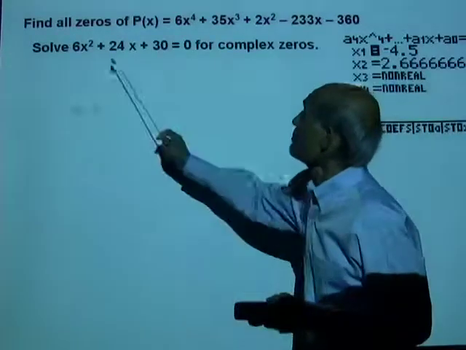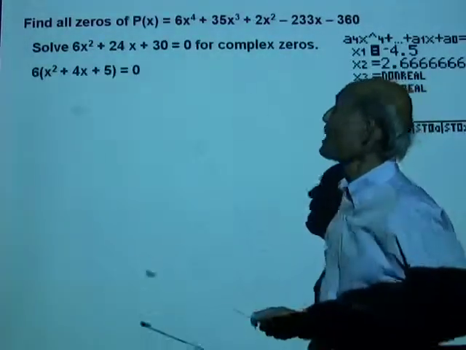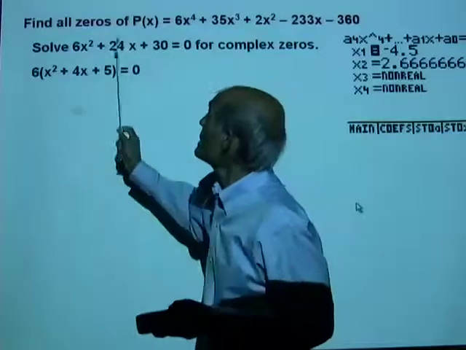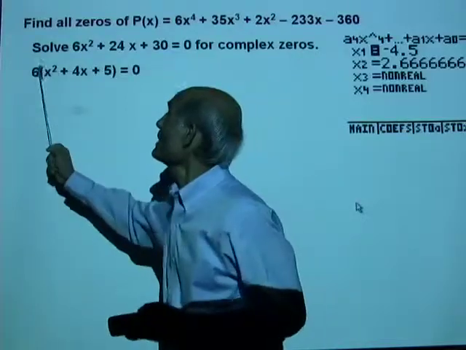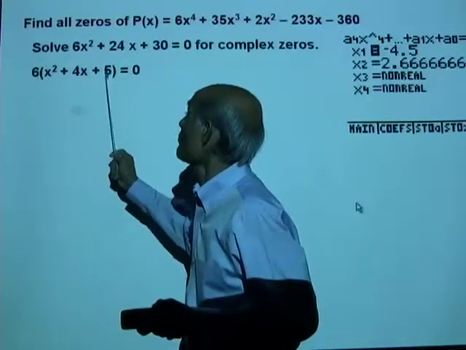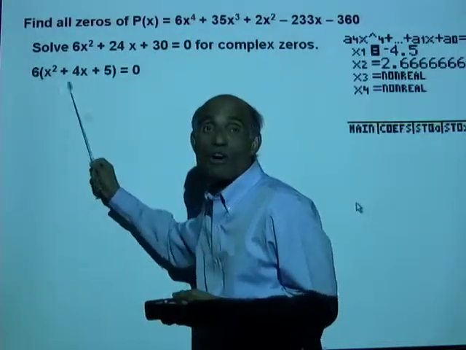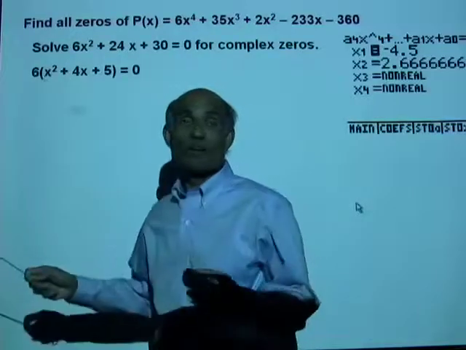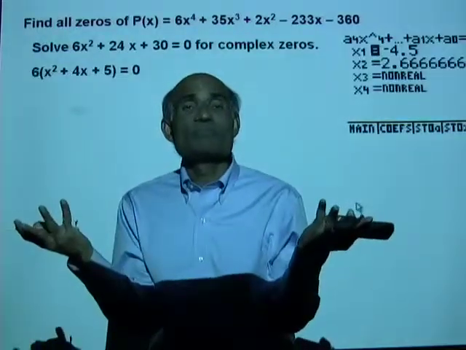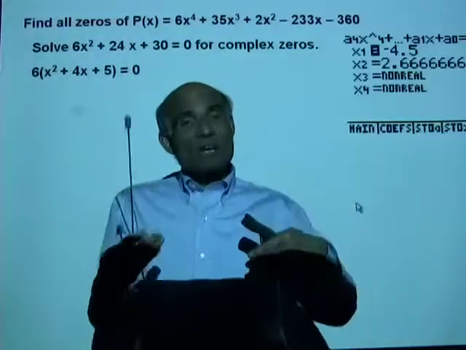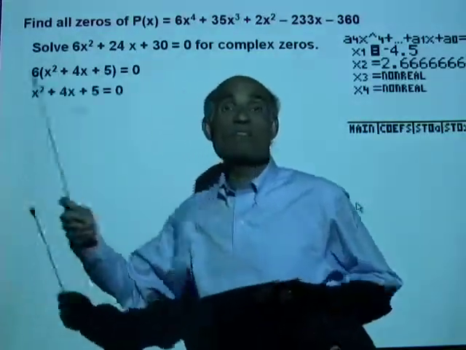Alright? We solve 6x squared plus 24x plus 30 equal to 0 for complex zeros. Now, to make it easy, first we factor out a 6. And this will be 6 times x squared plus 4x plus 5. And we don't need to worry about 6. We need only find the zeros of that part. Remember, when a polynomial is multiplied by a constant number, its zeros will not change. Or divide by a constant number, its zeros will not change. So this is now our remaining factor.